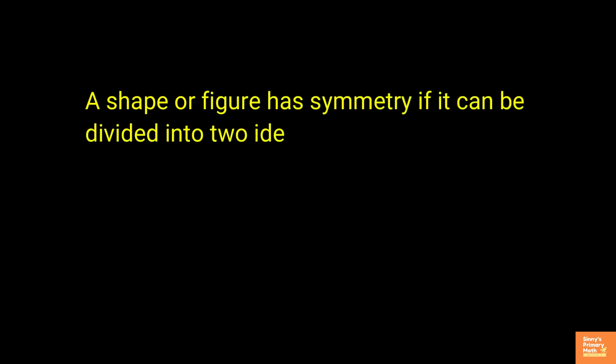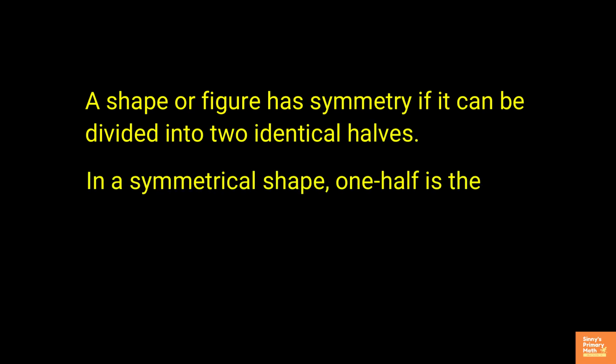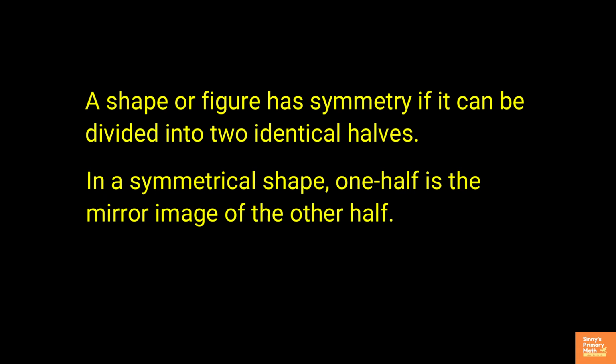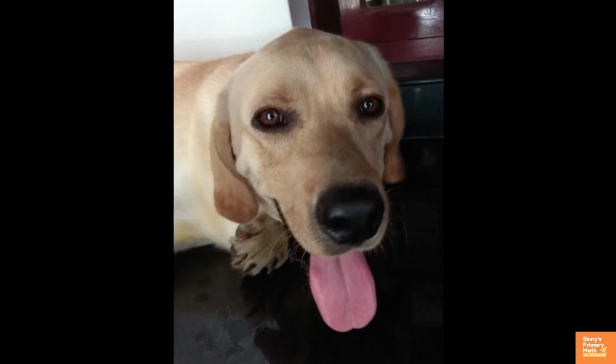There are many kinds of symmetry. In this video, we will be focusing on the basic type of symmetry, line symmetry. A shape or figure has symmetry if it can be divided into two identical halves. In a symmetrical shape, one half is the mirror image of the other half.